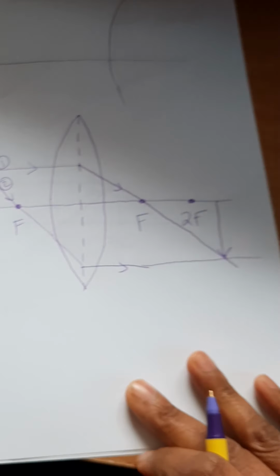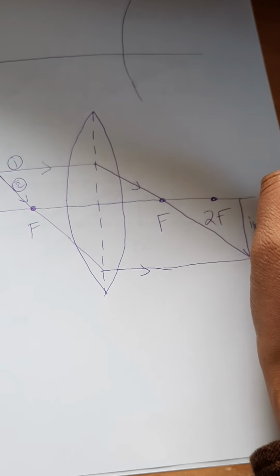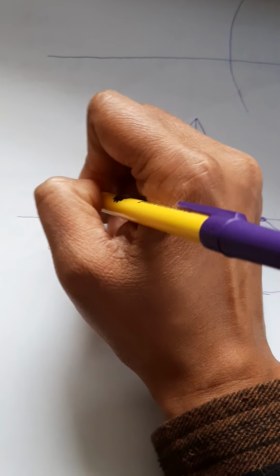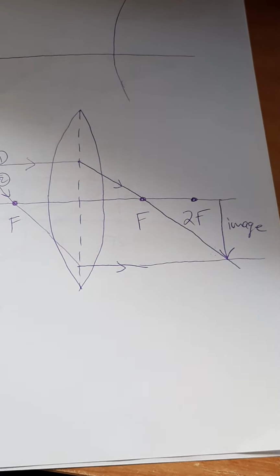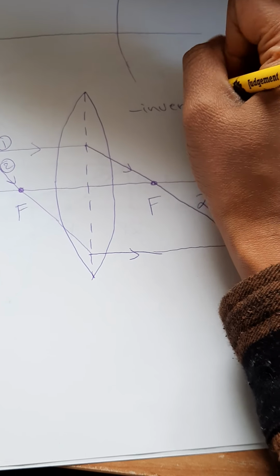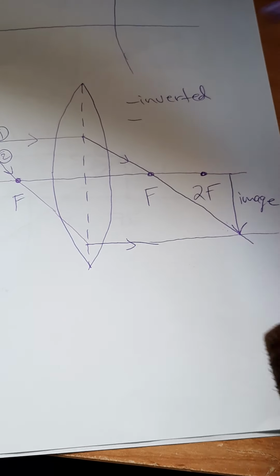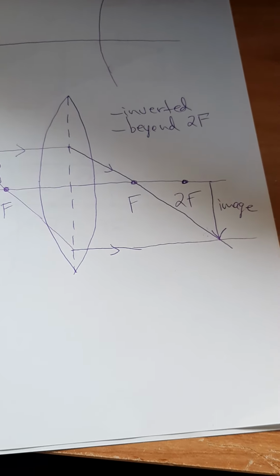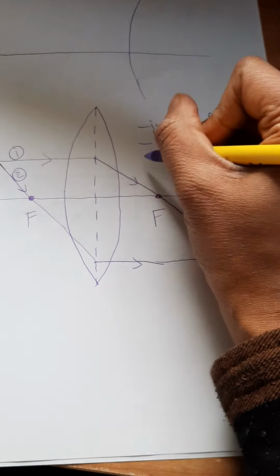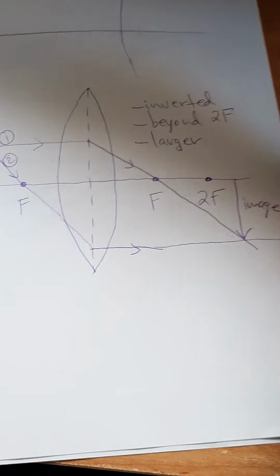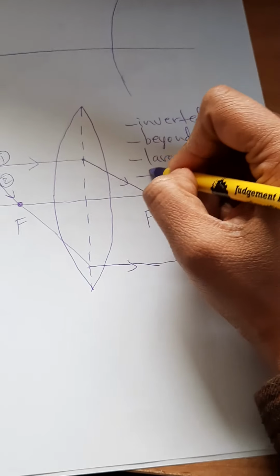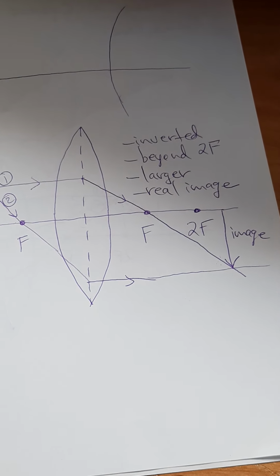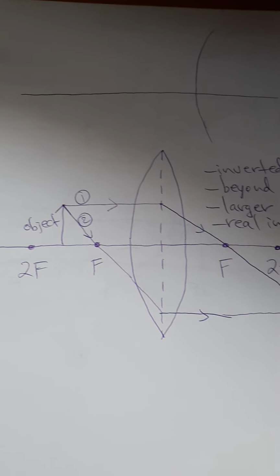And this is where the image is actually forming. So the image is right there, and this is the object here. So everyone sees that? Again, you should always be writing the characteristics of the image. So I'm going to put inverted because it's upside down. And the image forms beyond 2F here. And if I look at the object and the image, I notice that the image is larger than the object itself. This is still a real image because it's formed on the opposite side of my lens here.